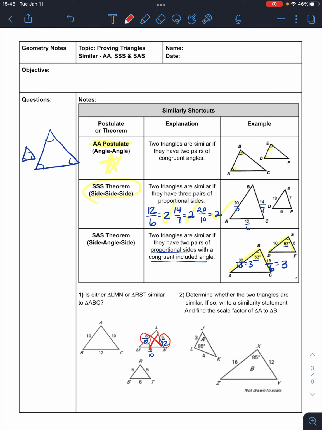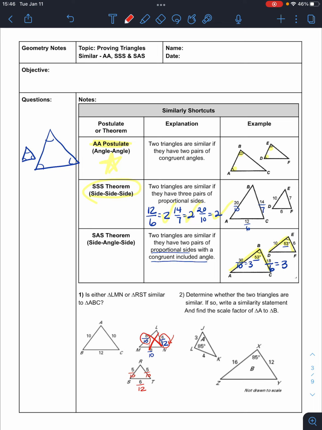Then if I compare RST, compare your two sides, I have 5 and 5 and 10 and 10, so those have to be my matching pieces. And then 6 and 12. Another hint that you could see is that on LMN, you can't match up 12, which is the longest side, with 6, which is the shortest side. So that's one reason why we know that won't work.